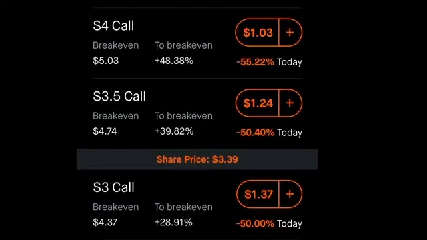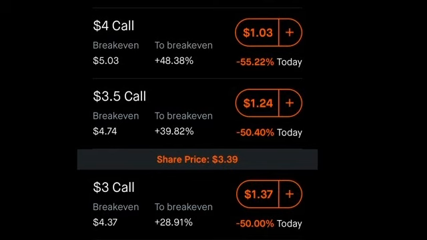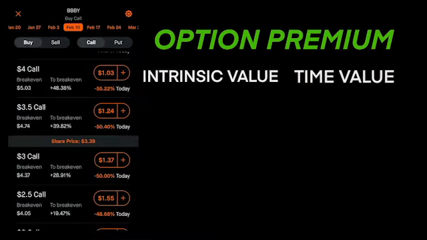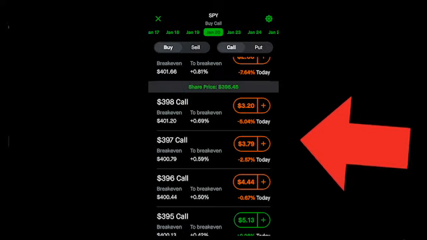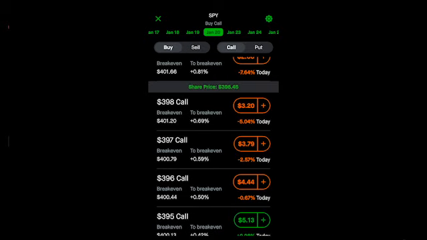Okay, the price of an option is called its premium. The premium is expressed in dollars and cents per share, and it's how much the buyer of the option pays for the right to buy or sell the underlying asset. The premium of an option is made up of two parts: intrinsic value and time value. Intrinsic value is the amount by which the option is in the money. This means that if the option gives the holder the right to buy or sell the underlying asset at a specific price, and the current market price of the asset is higher or lower than that price, then the option has intrinsic value. And I'll go a little bit more in detail about that as well.